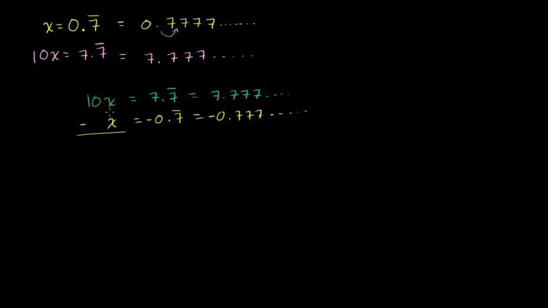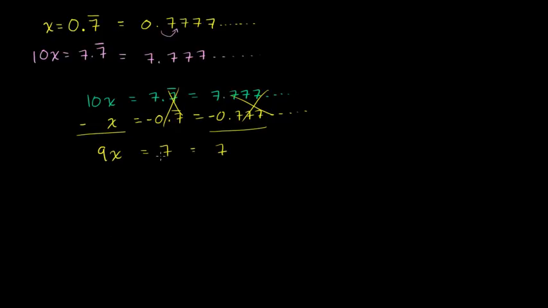Well, 10 of something minus 1 of something is just going to be 9 of that something. And then that's going to be equal to, what's 7.77777 repeating minus 0.77777, going on and on and forever repeating? Well, it's just going to be 7. These parts are going to cancel out. You're just left with 7. Or you could say these two parts cancel out. You are just left with 7.